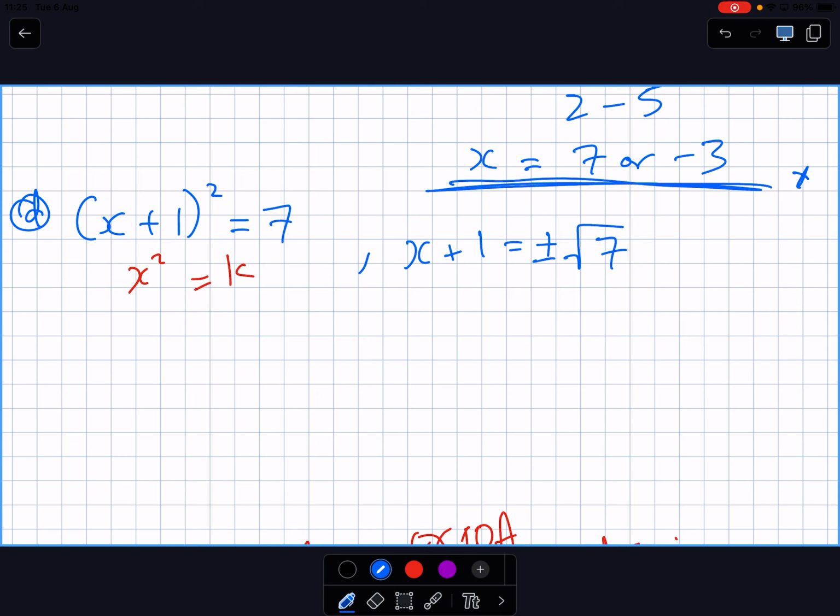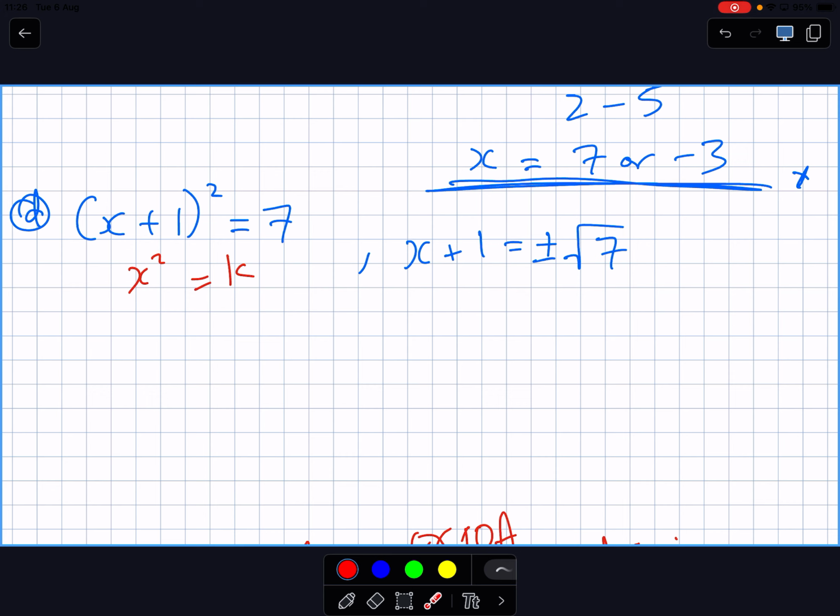Is there a nice number that I can times by itself to get 7? No. So you just leave it at root 7. It's not like 25 where it was 5 times 5. You leave it at root 7. I'm not done here yet. I want x by itself. So what is the opposite of adding 1 to something?